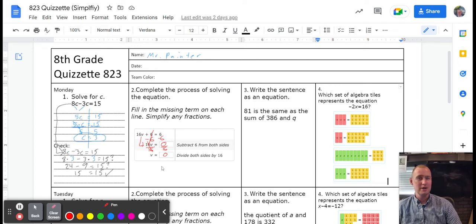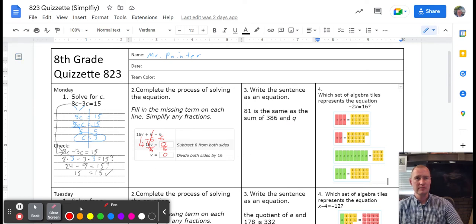All right, here we go. Monday number 3. Write the sentence as an equation. Ooh, this could be fun. 81 is the same as the sum of 386 and Q. How interesting.